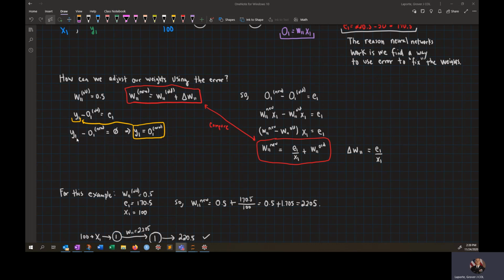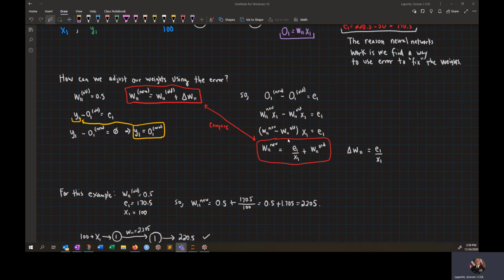But what does that tell you? If this is really what we want to have happen, then that means that y1 must equal O1 new. So then I can just substitute that into here, and you get this. So we want O1 new minus O1 old to equal E1. Well, how did we get O1 new? It's just W11 new times X1 minus W11 old times X1, right? Just the way that you calculate these things. And then if you bring the X1 out in the front and do the subtraction here, you see that's equal to E1.